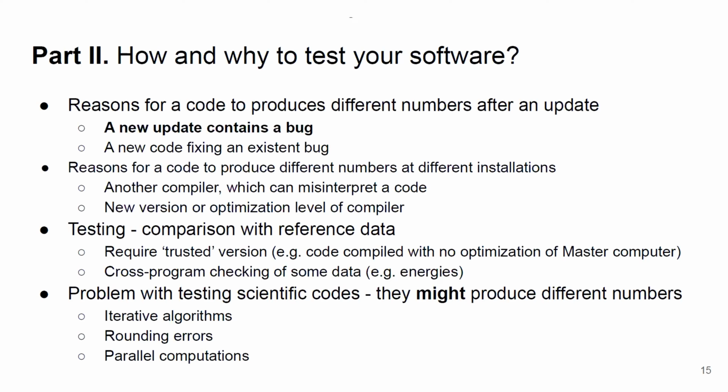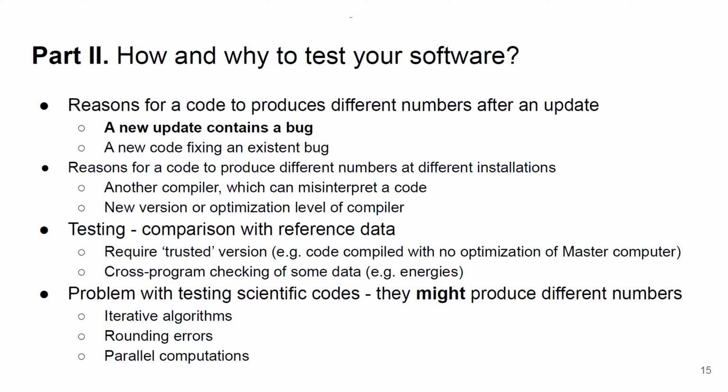The biggest problem is, of course, that you make an update which contains a bug or some side effect, and then some numbers are not produced well. But there are other possibilities: some compilers can over-optimize your code, or some new versions interpret your code completely differently. And there is a simple way to check this. You can do the testing.